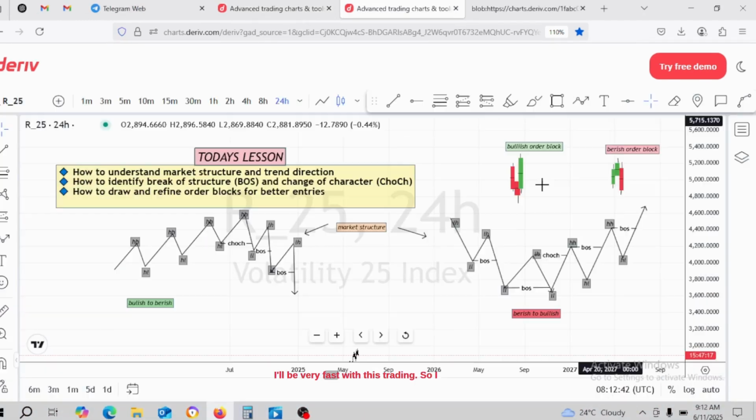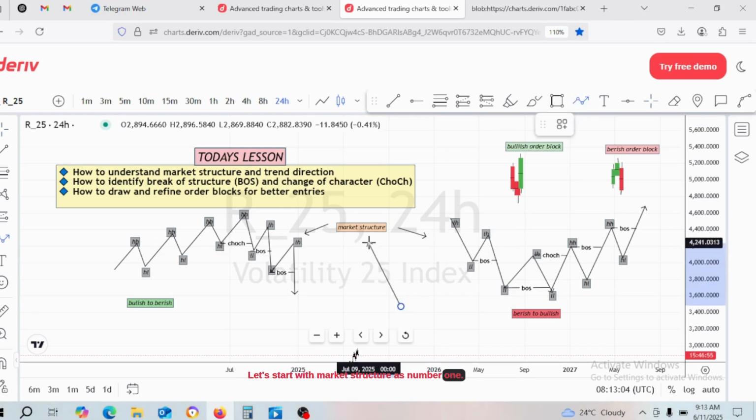So guys, I'll be very fast with this trading, so I just want you to pay full attention to everything I'm going to tell you guys. Trust me, it's worth it. So let's start with the basic, the foundation, which is market structure. Let's start with market structure as number one.